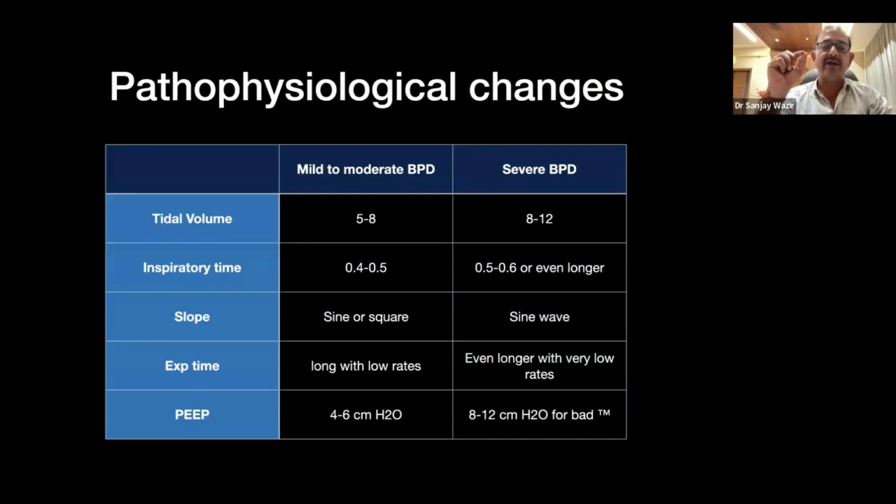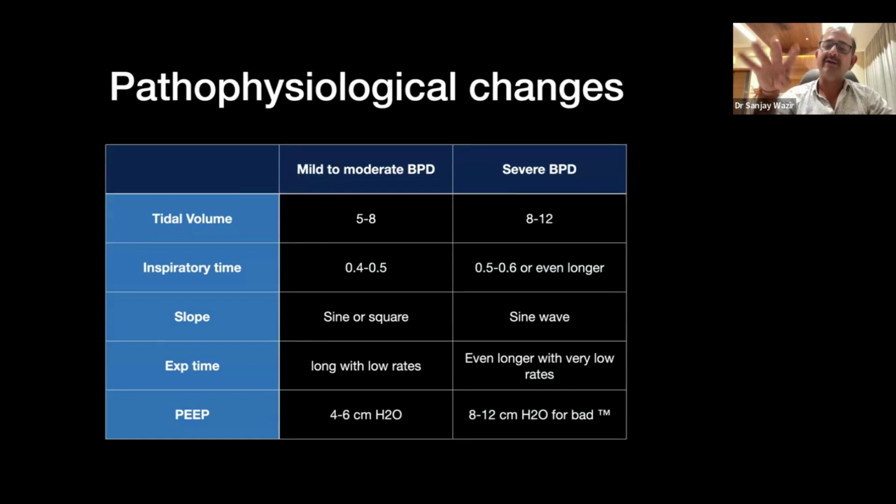And if you have a child who has mild to moderate BPD, maybe a tidal volume of 5 to 8 is good enough, with an inspiratory time of 0.4 to 0.5, and you would use a slightly longer expiratory time, lower rates, and keep a PEEP around 4 to 6.